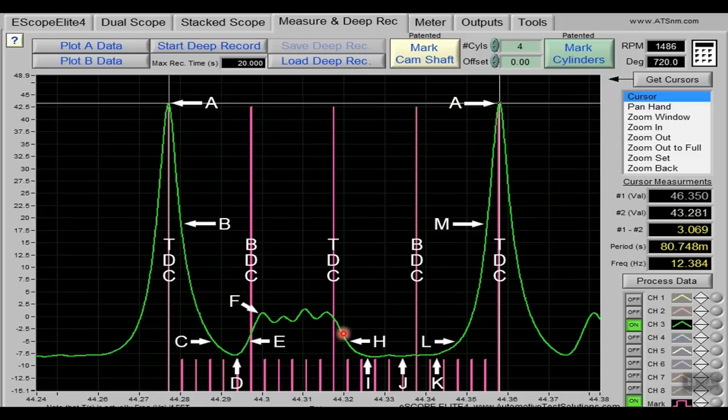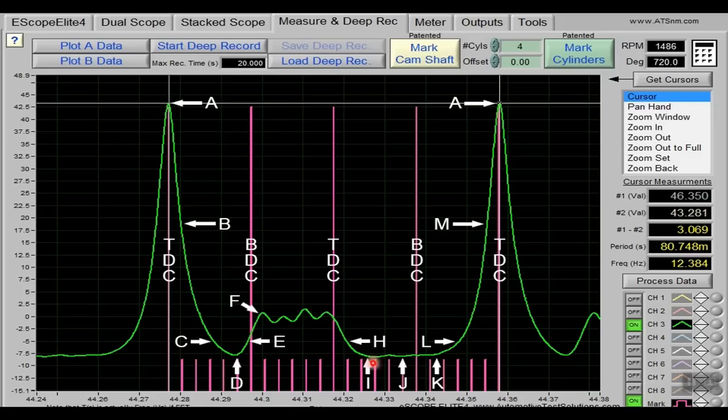For checking cam timing, I'm looking for non-phase cams to be halfway up the ramp, roughly, or a little higher at 30. And if I'm phased, I want 20 degrees after top dead center, and I want to be somewhere roughly halfway up the ramp to a little higher than halfway up the ramp. This is a good indication that I have a good timed engine.